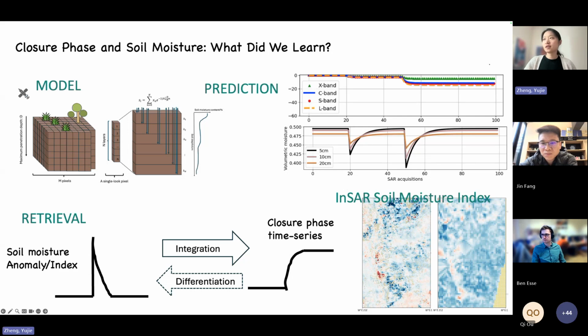But closure phase, because it's not a direct measurement of the scattering phase, it's measuring the departure from linearity. So if you have zero change in the moisture, it wouldn't generate any closure phase, right? So it's only sensitive to soil moisture variations, and it's only sensitive to asymmetric soil moisture variations. So that's the limitation here.